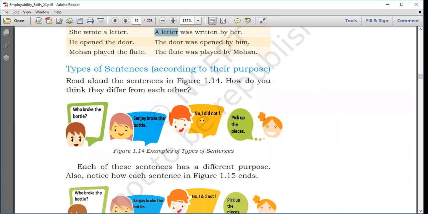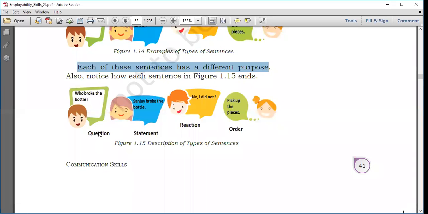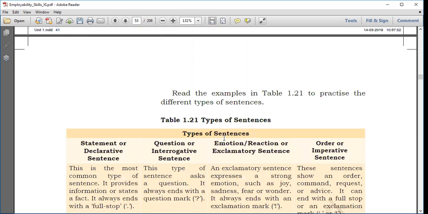The next category is types of sentences according to their purpose. Now we have different kinds of sentences based on different purposes, right? As you can see, there's one type of sentence called a question, which asks the question. A statement is a normal form of sentence. A reaction is you have a strong reaction to somebody, or the fourth one is if you order somebody, so that is another category. So we have these four categories.